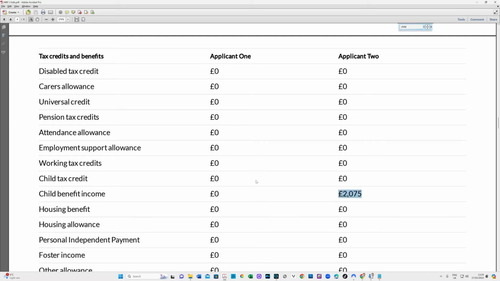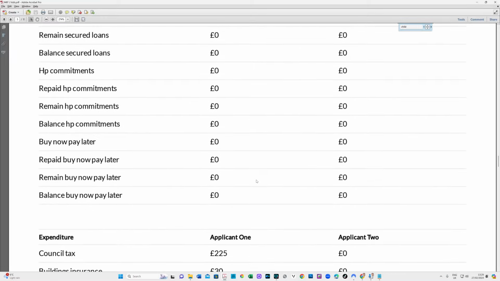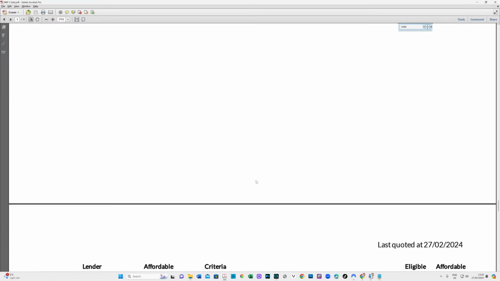Now, I've made an assumption on this. The children are under the age of 13, and that's important because if you go over the age of 13, some lenders will not take into account the child benefit for that child, okay?